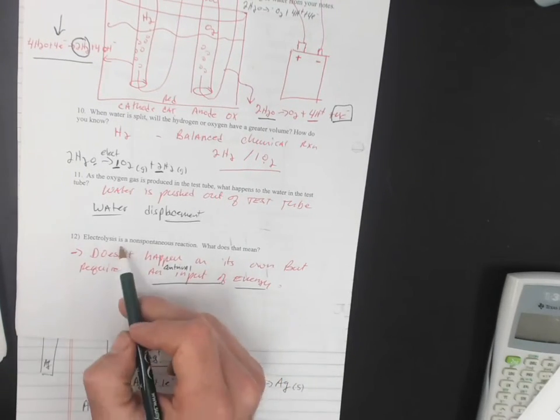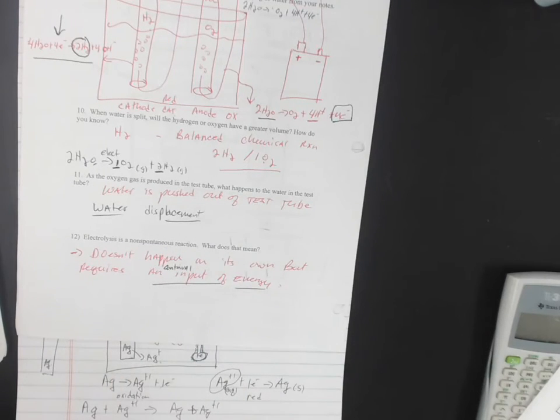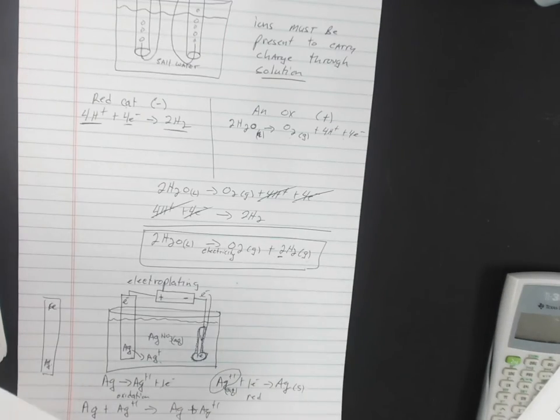And number 12, is electrolysis a non-spontaneous reaction? What does that mean? It absolutely is, and it means it will not happen without a continuous input of energy. It doesn't happen without a continuous input of energy. Okay, what I'd like you to do is to go ahead now and pull up the electrolytic worksheet 2, and we're going to do it right now in class.